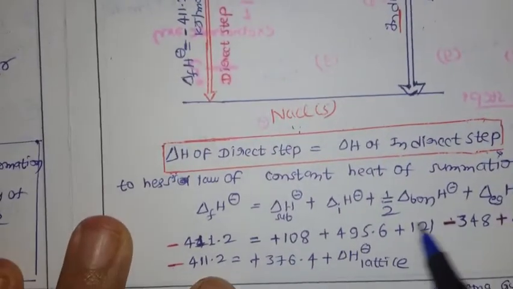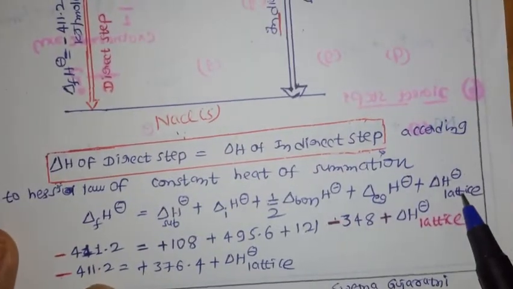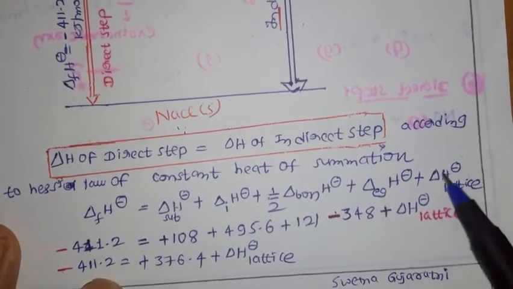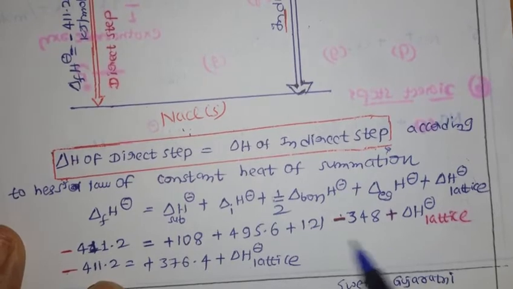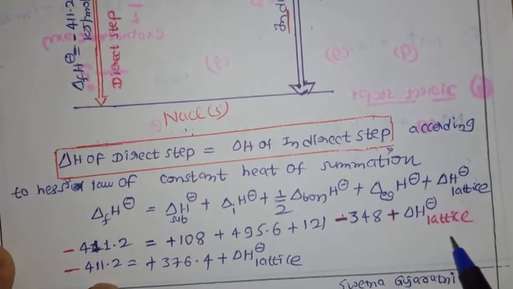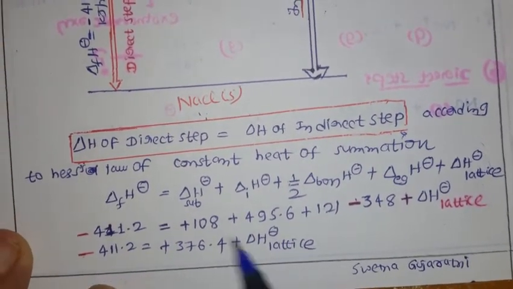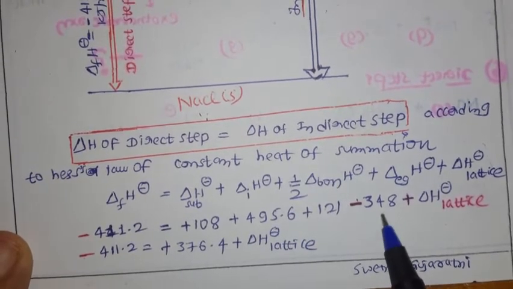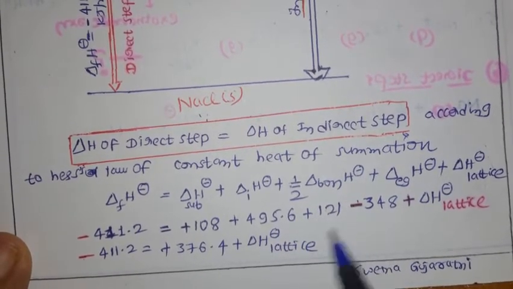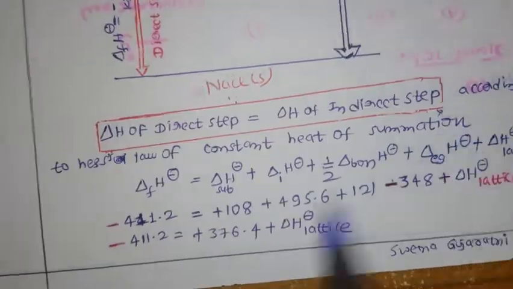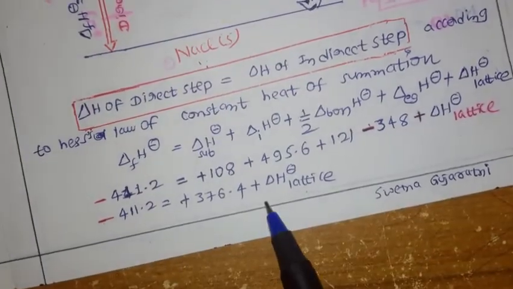So this is according to Hess's law of constant heat of summation. Now this one we have to find out. We have all these values, so just substitute them. If you go for the simplification, here the symbols are very important. According to them you have to do the addition and subtraction. Finally, on simplification, you get the delta H value, the lattice enthalpy.